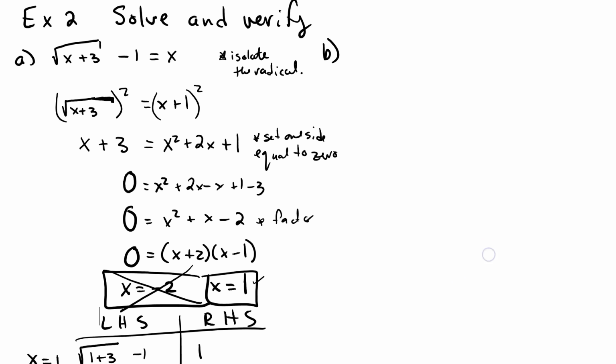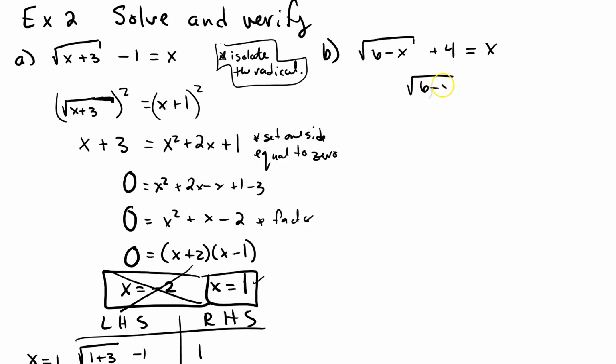I'm just going to keep it on the same video because it's a very similar sort of question. B part is the square root of 6 minus x. I'm going to make a definite endpoint there. Plus 4 equals x. So the first thing is I want to isolate that radical. So this is the radical that I want to isolate. So I'm going to subtract 4 from both sides. Square root of 6 minus x equals x minus 4.